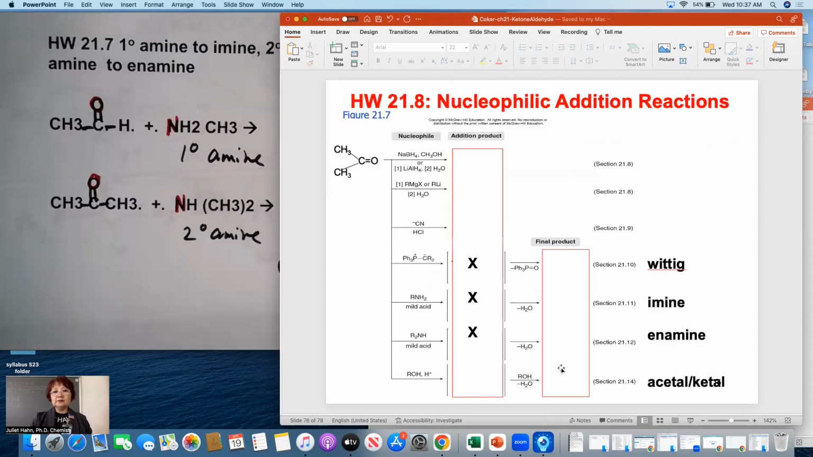But let's go back to this slide. So this is a summary of all the reactions that we covered in this chapter. All I did is I just covered up the thing and I changed the original molecule. The original molecule is a cyclohexane, but I changed it to simple acetone.